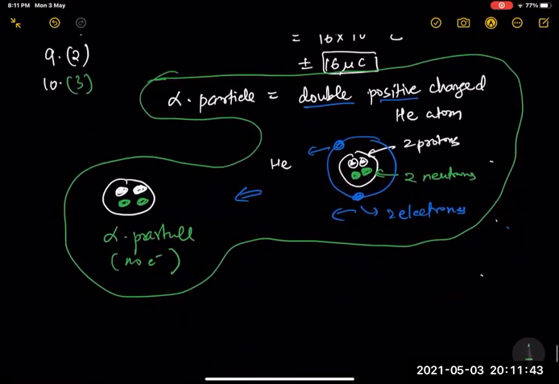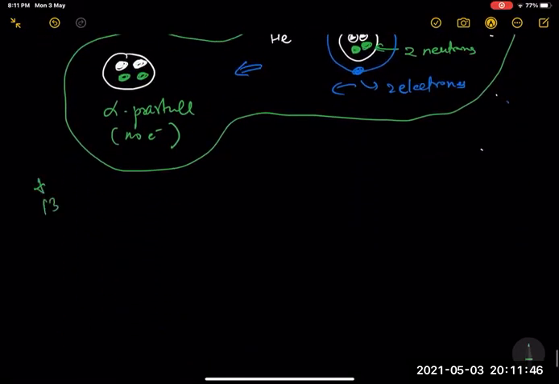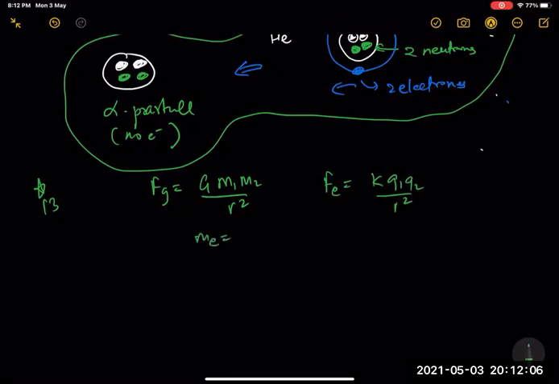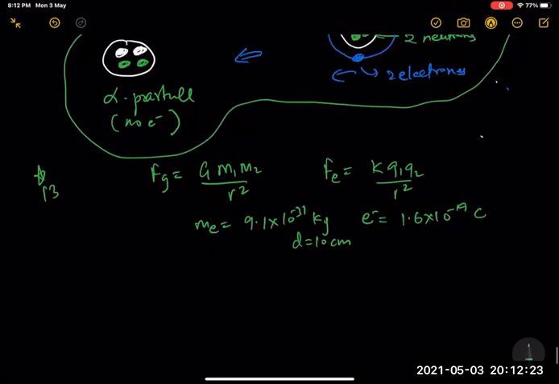So now see 13. 13 is an important question. The Fg and Fe. Fg is force of gravitation and Fe is electrostatic. Gravitation is G m1 m2 by r square. And Fe electrostatic is K q1 q2 by r square. Now two electrons. So what is the mass of electron? It is 9.1 into 10 power minus 31 kg. And what is the charge on electron? It is 1.6 into 10 power minus 19 coulomb. And the distance is 10 centimeter. They're asking what is Fg by Fe.